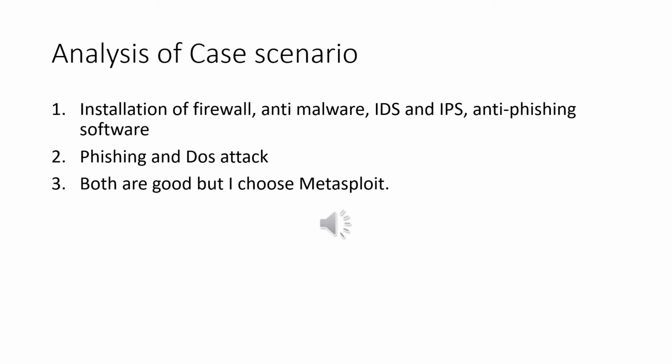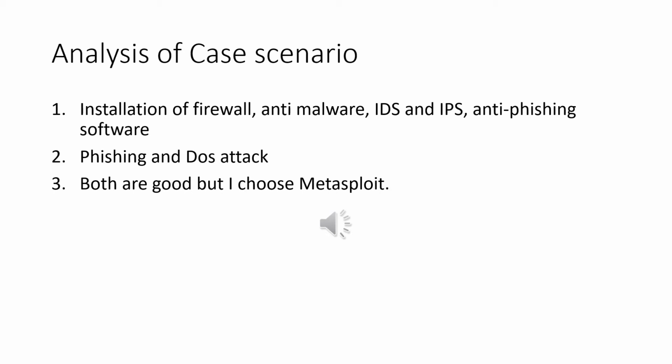Now let's talk about the analysis of the case scenario. Here in the case scenario we need to consider three questions, and the first one is to discuss the business requirement for JKL in terms of security. So I think I would install firewalls, anti-malware, and create an intranet, and also use an intrusion detection system and intrusion prevention system, anti-phishing software, and also limit privileges.